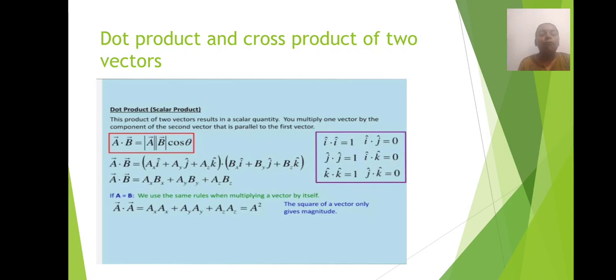That is, the vectors i, j, k vanish in the expression, because i dot i, j dot j, k dot k is equal to 1. That is nothing but the dot product of like vectors will be 1, and the dot product of unlike vectors like i dot j, j dot k and k dot i will be 0.